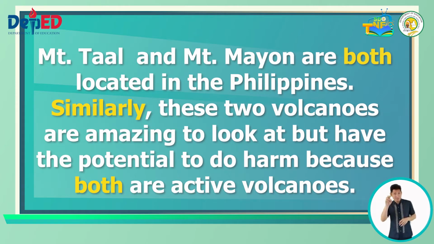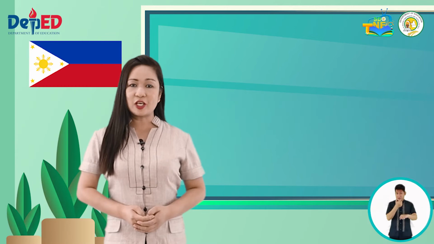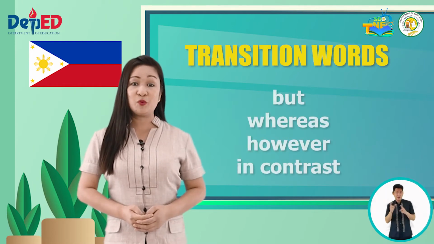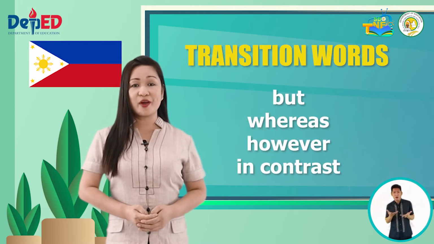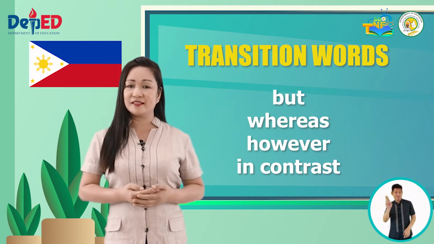In this example, the transition words both and similarly are used to establish comparison between Mount Taal and Mount Mayon. How about the word contrast? Contrast is looking at the differences between subjects or ideas. To establish contrast, transition words such as but, whereas, however, and in contrast will be used.